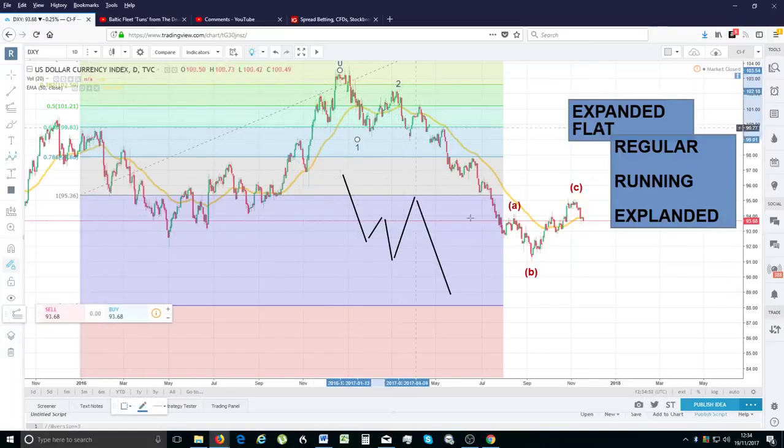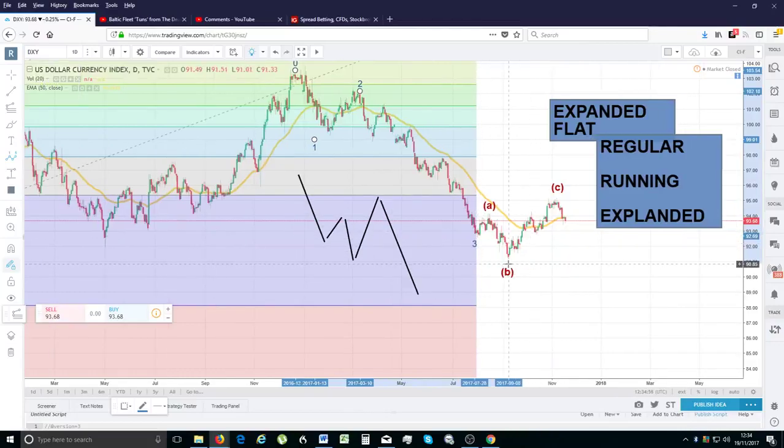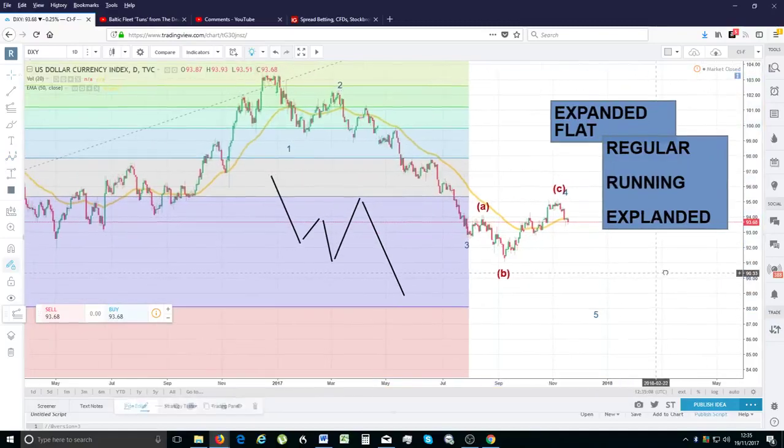It's 1, 2, and 3 actually finished here. 3, I'm convinced, did not finish here. This is now the end of 4, and then 5 is going to be at 88. So it's coming down all the way to 88, after which point you're going to get a requisite ABC correction. So expanded flats are sneaky.